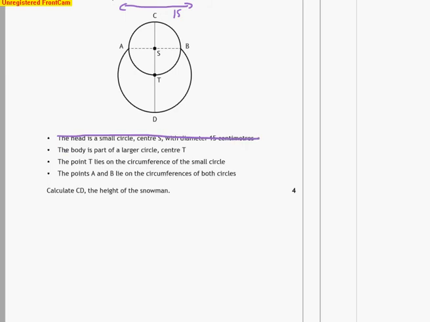The body is part of the larger circle. That's fine. Point T on the circumference. That's fine. A and B, we see that. So again, lots of words, not a lot of data. The only thing we wanted was the 15. And we're going to calculate the height of the snowman. So we want to calculate, let's use orange for this.